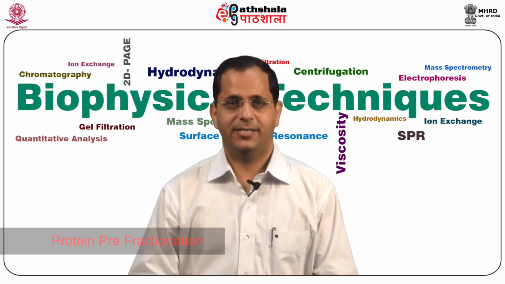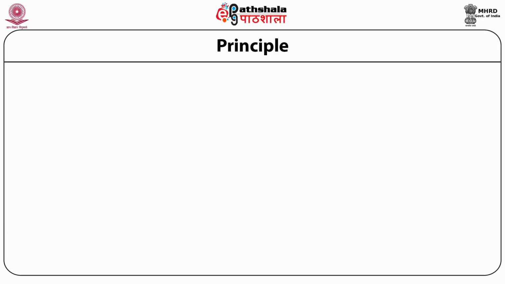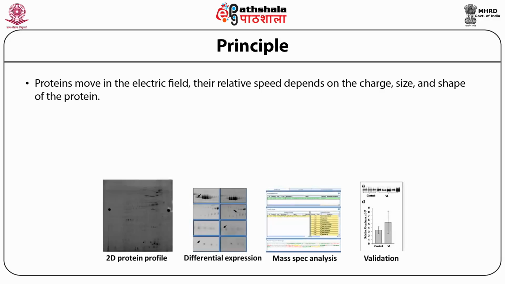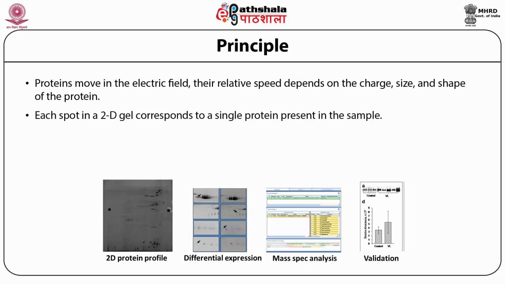Protein prefractionation. The principle in two-dimensional electrophoresis comprises subjecting proteins to two parameters, that is, isoelectric focusing and then SDS PAGE electrophoresis. After having done the 2D electrophoresis, we will have spots on that particular gel. Gels can be run of the sample as well as the control group.